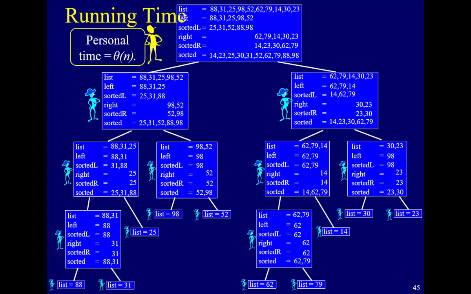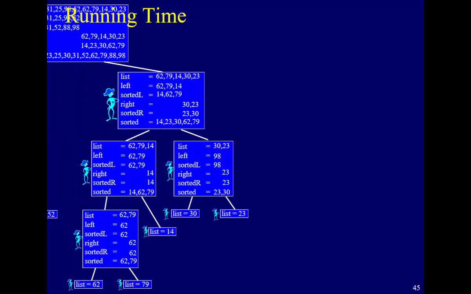Why is the computer so slow today? Oh. All right. So here, we're going to do it.